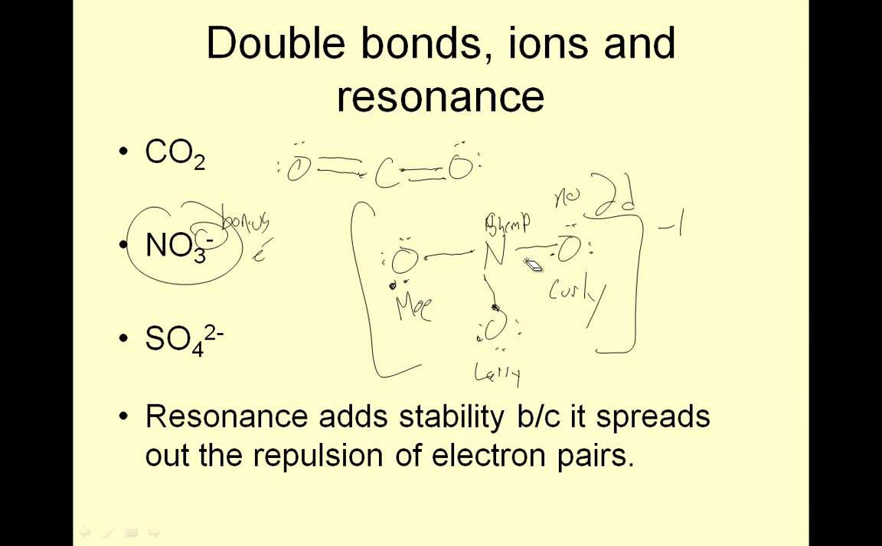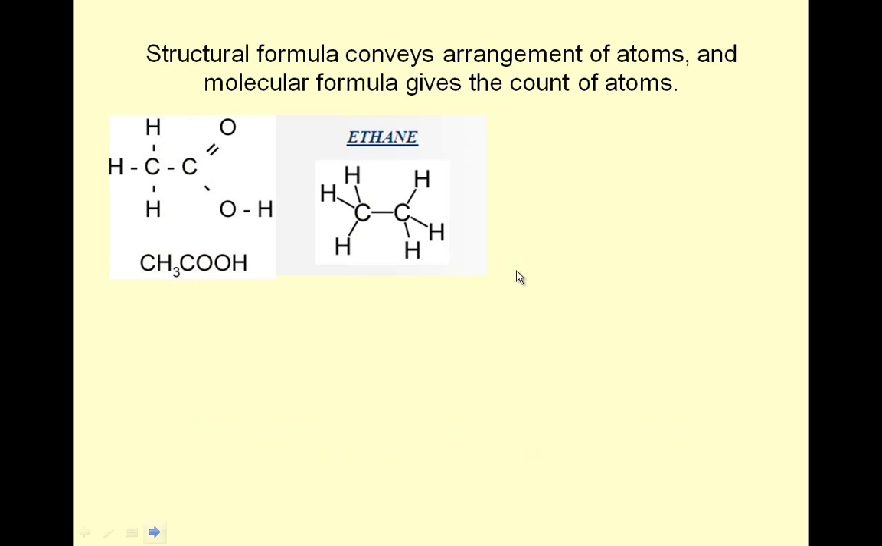What really happens is instead of having a full-fledged double bond, you get part of a double bond here, part of a double bond here, and part of a double bond here. So that double bondedness actually gets spread out for all of them. So it would be like having 4/3 of a bond. So instead of having two bonds in one spot, that would be a double bond, I would have four bonds in three spots. And that spreads out the electronegativity, and resonance adds stability to that. It spreads out the repulsion of the electron pairs. I just don't have space for SO4 2-, and I don't want to run out of time.